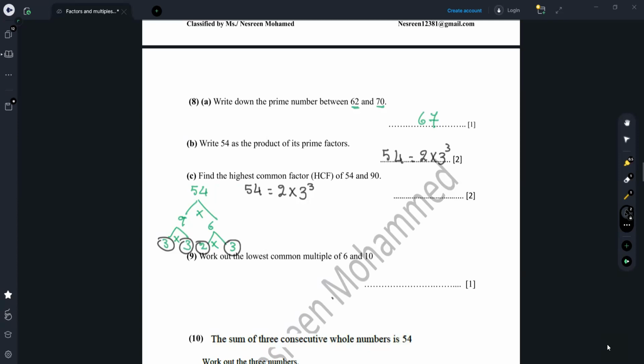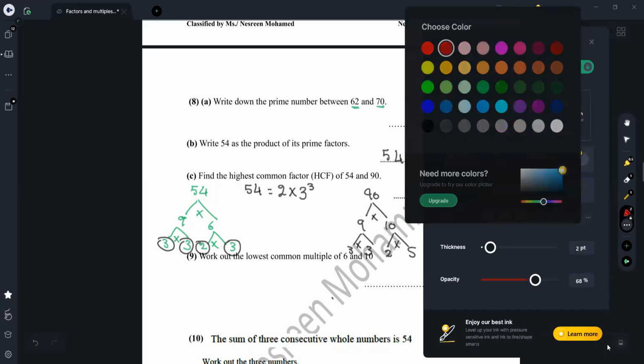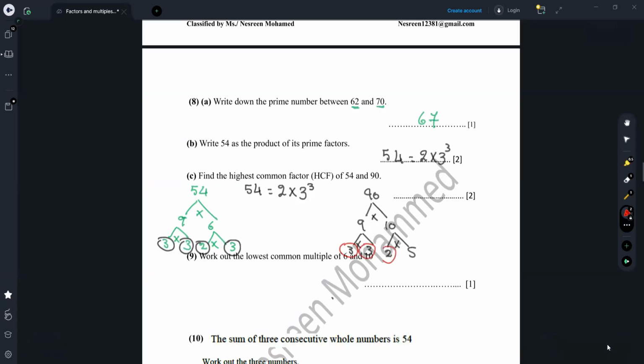Find the highest common factor of 54 and 90. I have the 54. What about the 90? 90, this is 9 multiply 10. 9, this is 3 multiply 3. 10, this is 2 multiply 5. Okay. I will circle here the prime numbers 3, 3, 2, 5. So 90 equals 2 multiply 3 square multiply 5. Okay, so I will write here that 54 equals 2 multiply 3 cubed, and that 90 equals 2 multiply 3 square multiply 5.